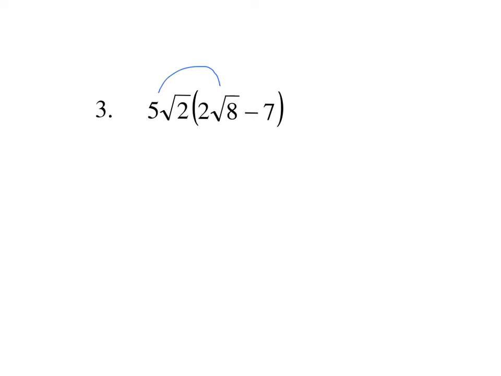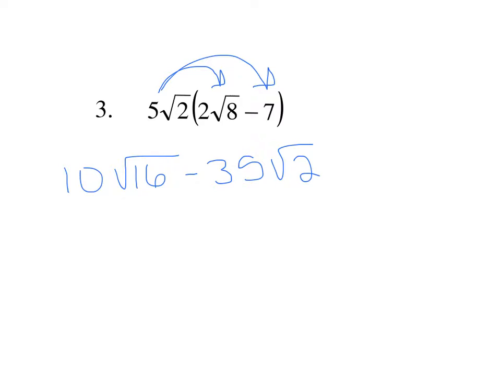On number 3, same process. Coefficients, 5 times 2. Under the radical, 2 times 8. And then coefficients, 5 times negative 7. And radicals, square root of 2. Since there's no radical here, it's square root of 2 just times the invisible 1.